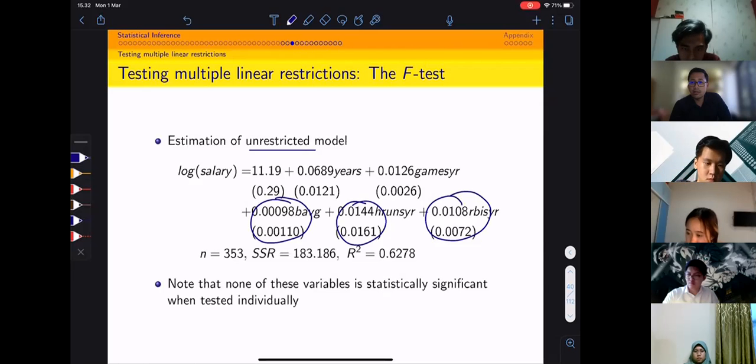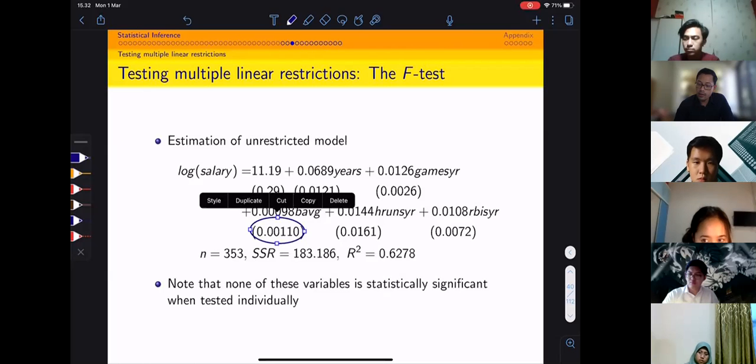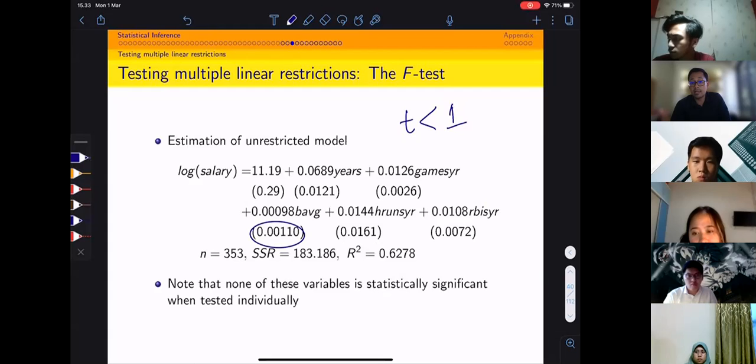How can you say that it's not statistically significant just by looking at the coefficient and the standard error? Here you can see that the estimated coefficient is smaller than the standard error. If your estimated coefficient is lower than your standard error, then your t-test is going to be lower than 1. If your t-ratio is lower than 1, then you do not reject the null hypothesis. If you do not reject the null hypothesis, then it's not statistically significant.